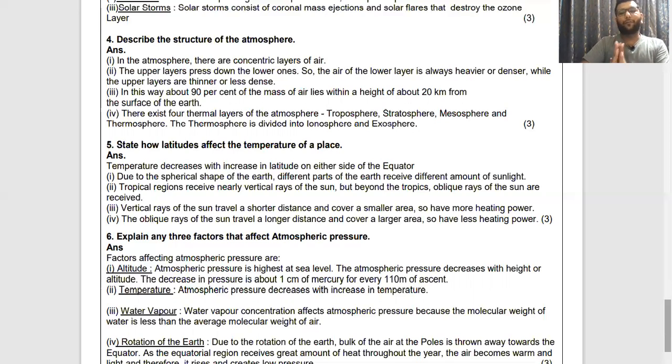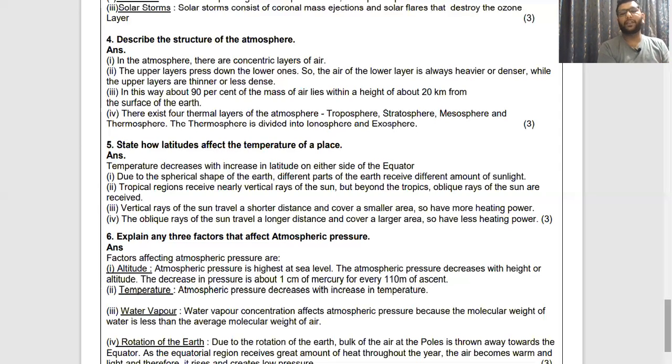State how latitudes are affecting the temperature of a place. So temperature decreases with increase in latitude in either side of the equator. So due to the spherical shape of the earth, different parts of the earth are receiving different amount of sunlight. If you remember, we have shown this. So tropical regions are receiving nearly vertical rays of the sun, but beyond the tropics, that is beyond 23.5 degrees north and south, you find that the rays are becoming oblique, and they are received accordingly towards 23.5 degrees north to 66.5 degrees north and south.